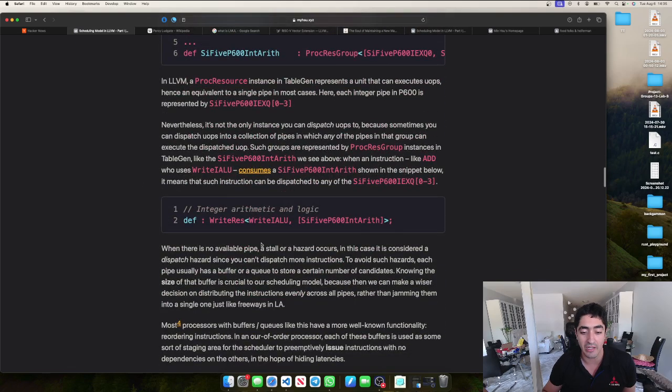Yes, when there is no available pipe, a stall or a hazard occurs. In this case, it is considered a dispatch hazard since you can't dispatch more instructions. You avoid such hazards. Each pipe usually has a buffer or queue to store a certain number of candidates.